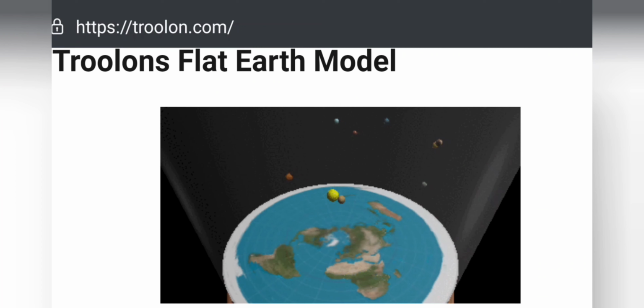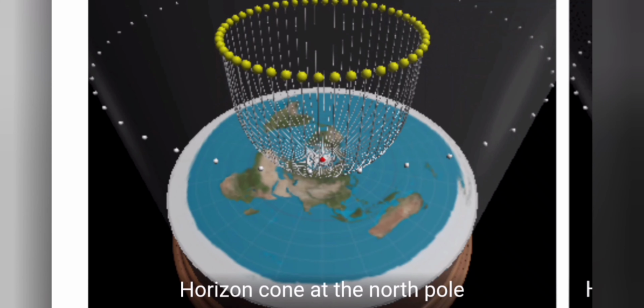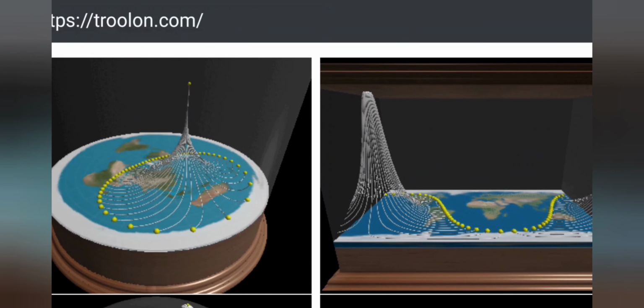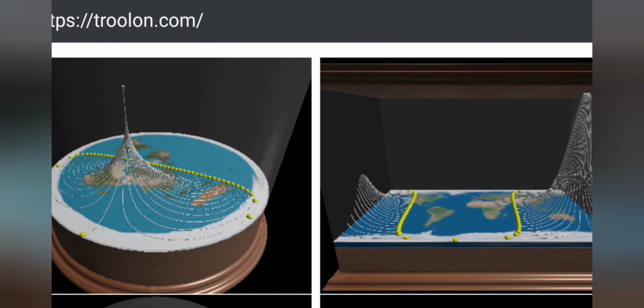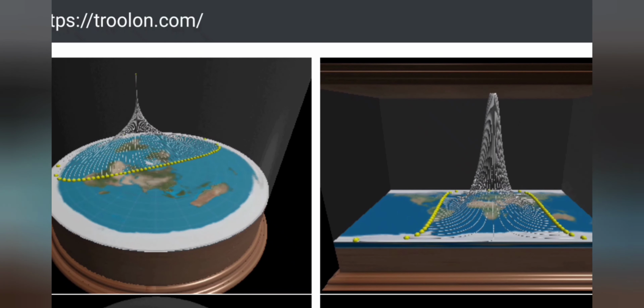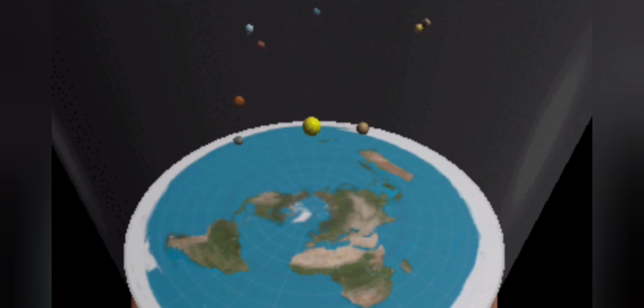Here's a glimpse of another functioning flat Earth model. If you want to see it in depth, go to truelon.com. I believe he put this one together for celestial navigation, and it works. And it is based on the refraction of light due to the atmosphere. So give it a look.